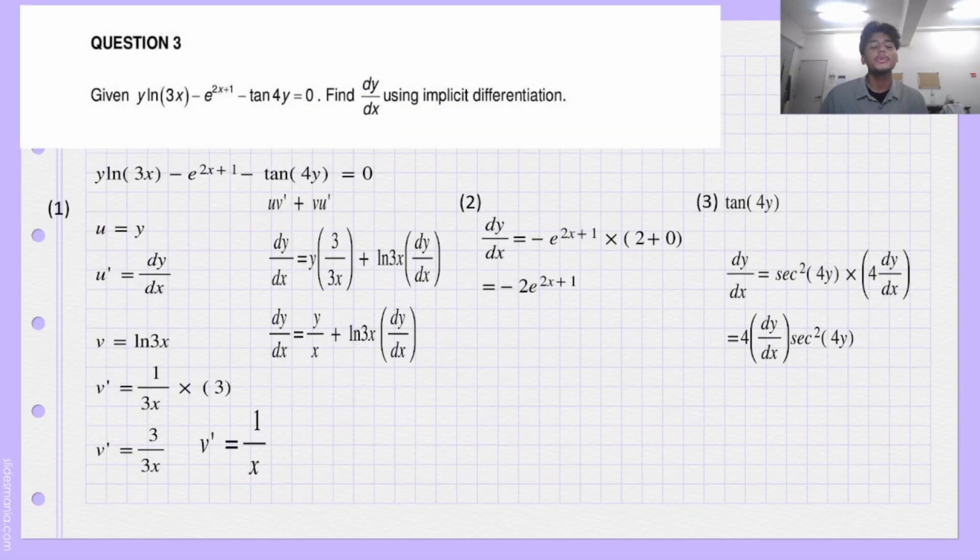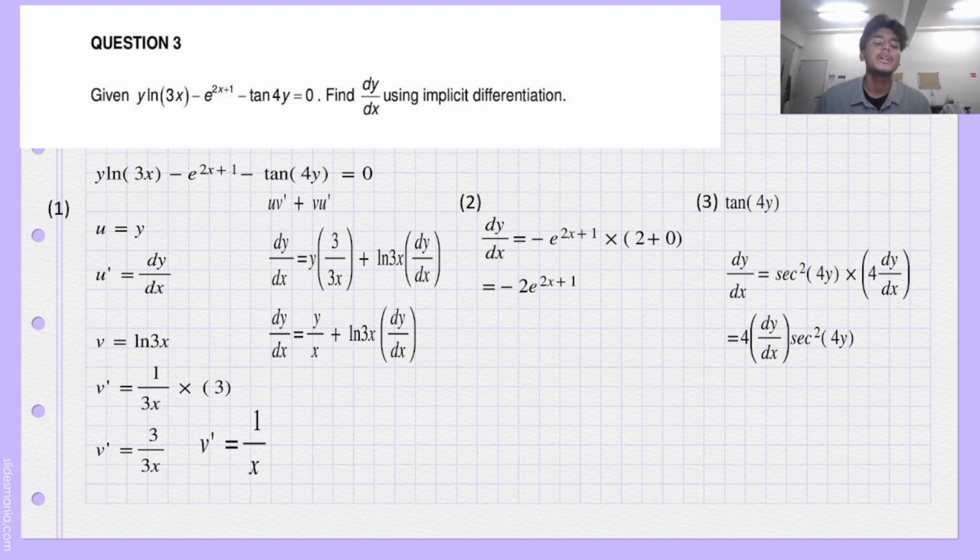Question 3, given ln 3x minus e to the power of 2x plus 1 minus tan for y equals 0. Find dy dx using implicit differentiation. Right, we use the product rule, which is u of v prime plus v of u prime. The u is y. When differentiated, it will become dy over dx. And the v is ln 3x. When differentiated, it will become 1 over 3x times 3. We'll get 3 over 3x, and simplify will become 1 over the x. And we put it in the equation, dy over dx equals y times 3 over 3x plus ln 3x times dy over dx.